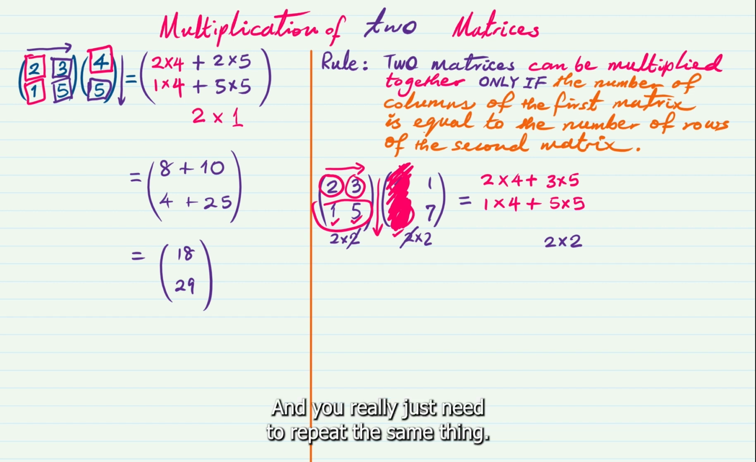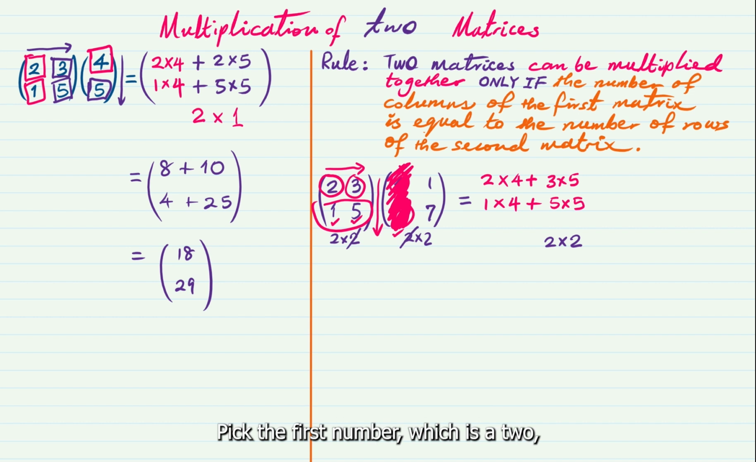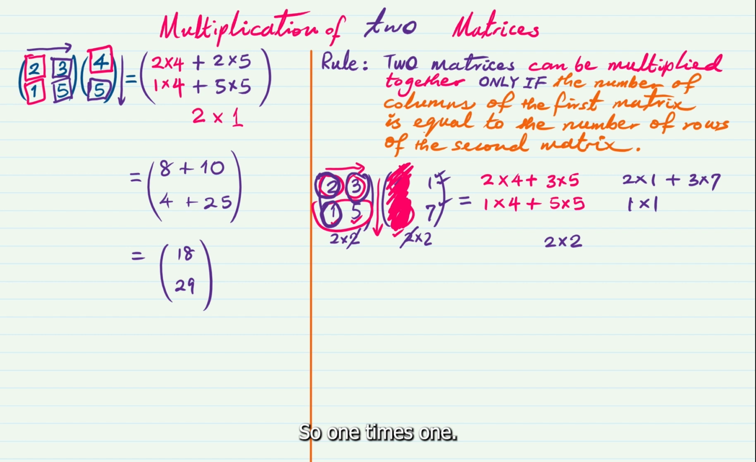And then make the second one more alive so that I might do the multiplication. And you really just need to repeat the same thing. Pick the first number, which is a 2, multiply it by 1. So I've got 2 by 1. Pick the second number, which is a 3, multiply by 7. I've got 3 by 7. And then we add. Then I pick the first number, which is a 1, multiply by 1. So 1 times 1. Pick the second number, which is a 5, multiply by 7. I've got 5 by 7. So that way you don't get confused.